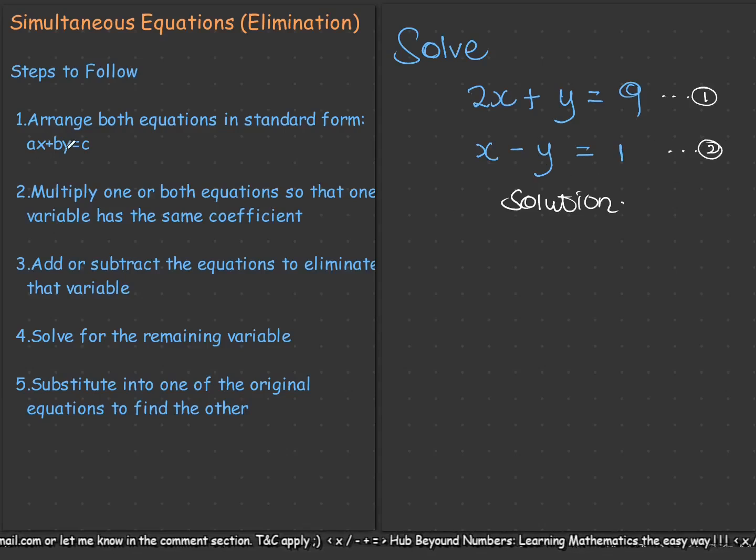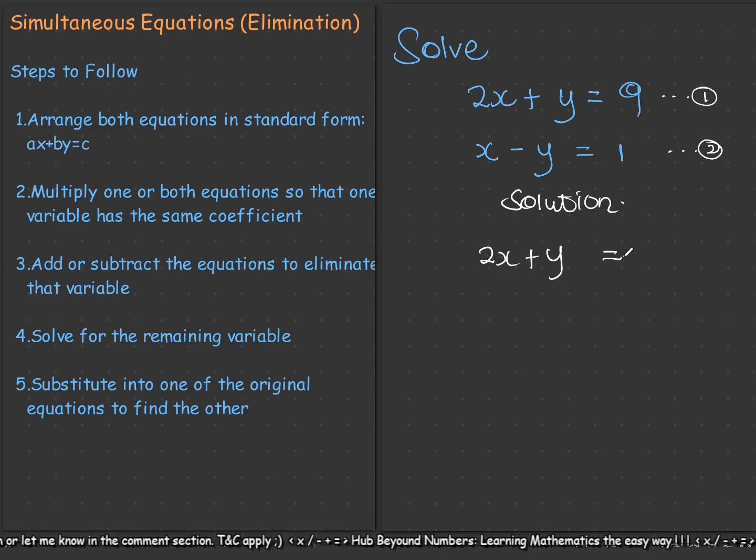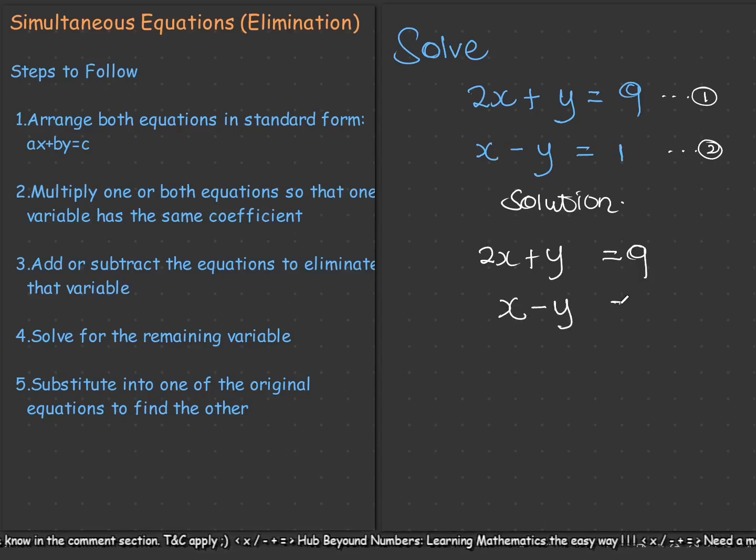The first step we always have to consider is to arrange both equations in standard form. So looking at our equations here, we have 2x plus y, which is equal to 9. The way it has been arranged is already standard. You have all the variables on the left hand side, and you have constants on the right hand side. For the second one, that is x minus y is equal to 1, this has also been arranged in standard form already.